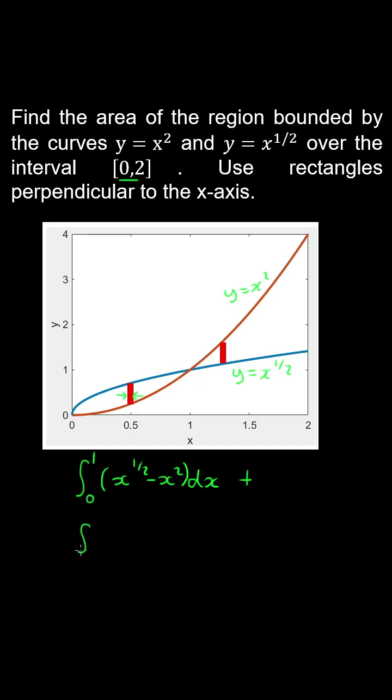Now for the interval from 1 to 2, the parabolic curve lies above the square root curve, so we subtract x to the 1/2 from x squared to get the height of that rectangle, and then multiply by the infinitesimal thickness dx, and integrate from 1 to 2 to obtain the area of that second region. Evaluate these integrals and post your answer in the comments.